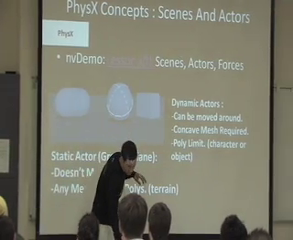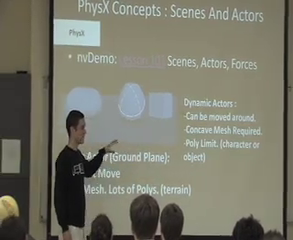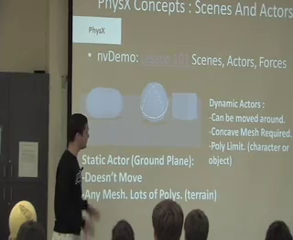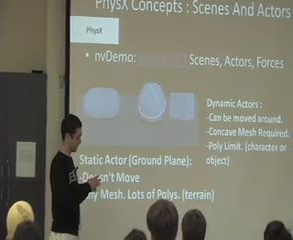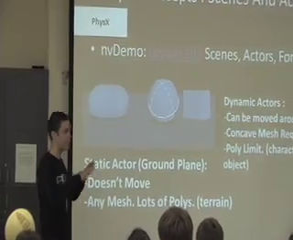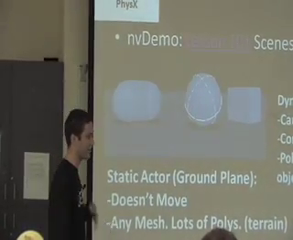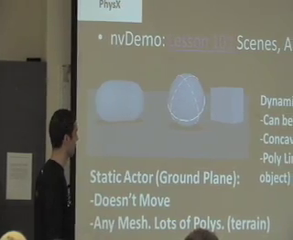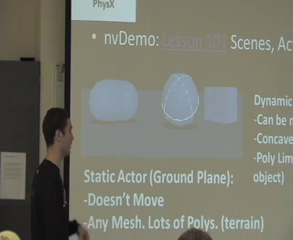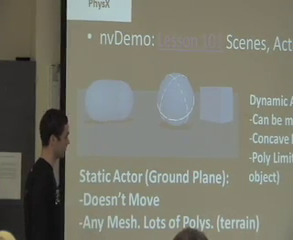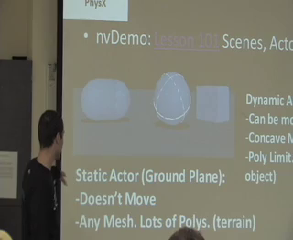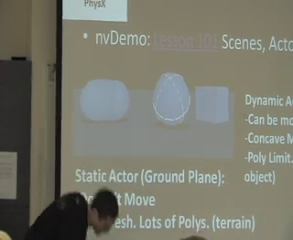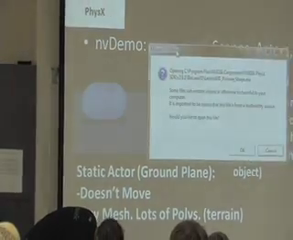But because this is run really fast and there are often hundreds of thousands of objects, you need to have very concise meshes. They can't be very detailed because that takes a long time to compute, and because you're doing this 60 frames a second, it needs to pump out this stuff. That's why the poly limit is low, so it's like a character or an object. The static actor is something that doesn't move around. It's this ground plane you see here, for example. That can have lots of polys, but it doesn't run.